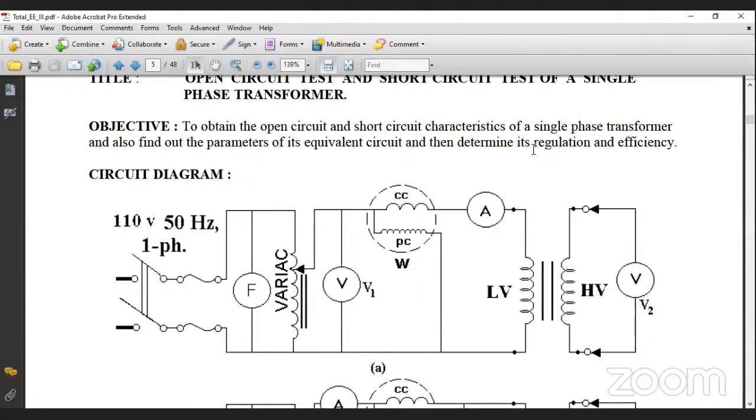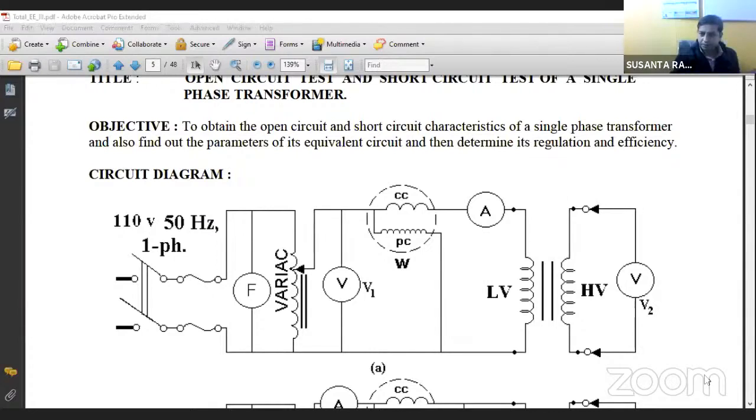Sir, in the open circuit test, the current is 2 to 3% of the rated current. So the current is very low, so the instrument won't get damaged. Sir, also when we prefer the LV side for the OC test, high rating instruments are not available, and the accuracy will be higher for low rating instruments.